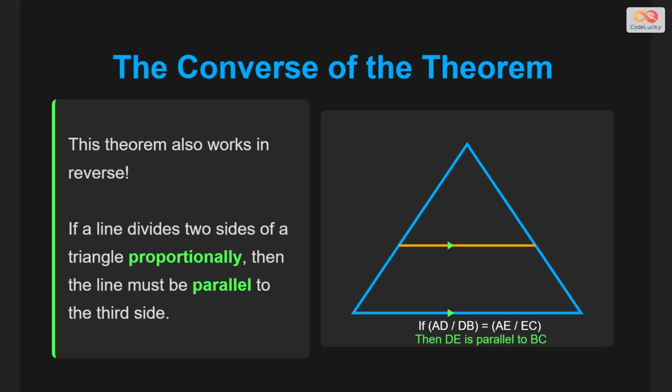Interestingly, this rule also works in the opposite direction. This is called the converse. If a line divides two sides of a triangle proportionally, meaning the ratios we discussed are equal, then that line must be parallel to the third side. It's a great way to check if two lines are truly parallel.